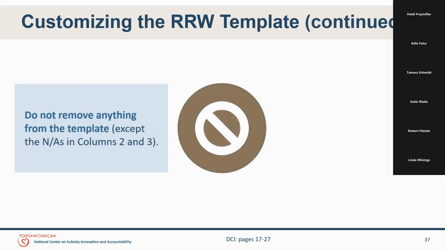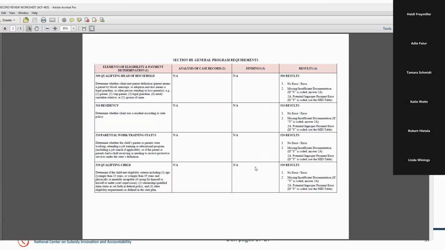When customizing the worksheet, make sure you do not remove anything from the template, with the exception of the NAs that are in columns 2 and 3. And let me show you what I mean by that, because throughout the template, as it's in the DCI, you can see that in columns 2 and 3, there's NAs.